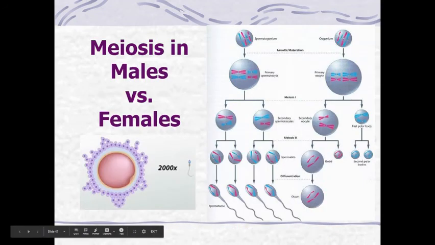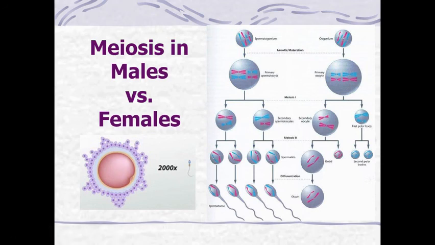Here's a side-by-side that shows meiosis in males, which has equal divisions both in meiosis 1 and meiosis 2, resulting in four functional sperm, and meiosis in females, which has an unequal division in meiosis 1 and another unequal division in meiosis 2, resulting in one large ovum and three small polar bodies, which will eventually die.